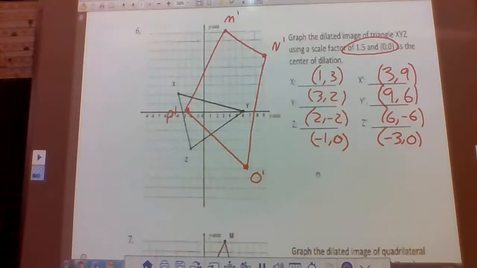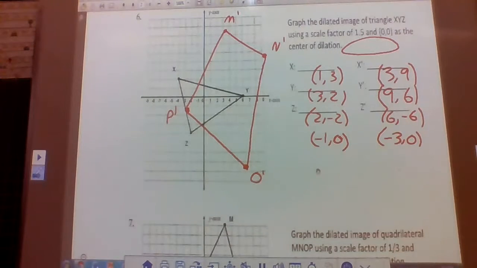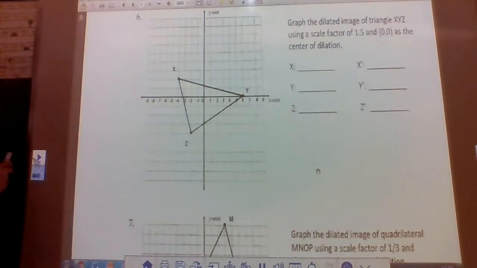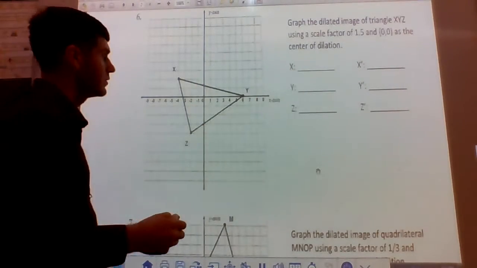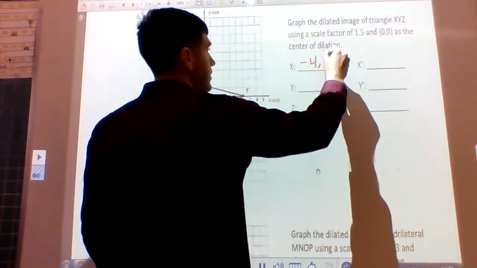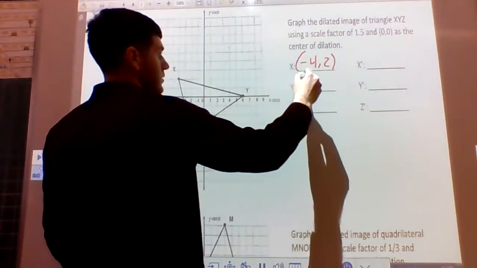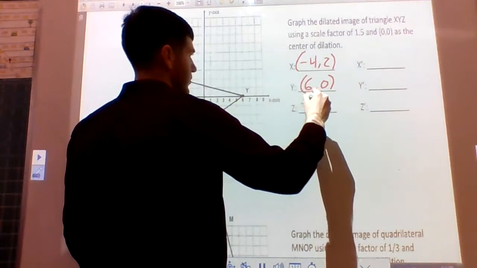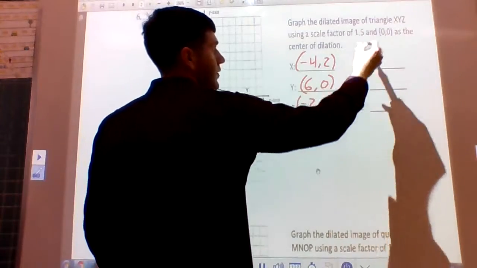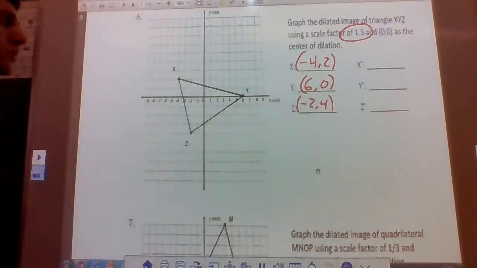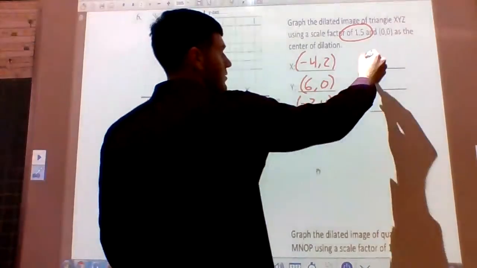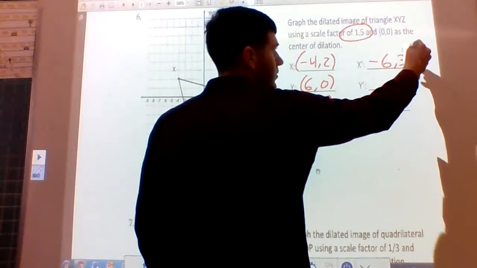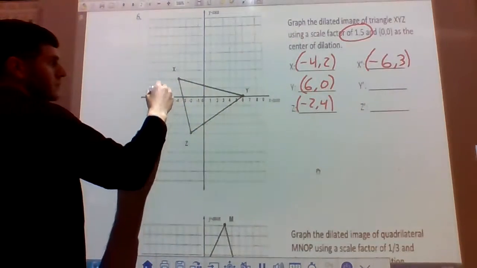Number 6, we have a scale factor of 1.5. And 1.5 is still greater than 1, so it's still an expansion. Our points here are negative 4, 2, 6, 0, and negative 2, negative 4. Scale factor is 1.5. Negative 4 times 1.5 is negative 6. 2 times 1.5 is 3. So we have negative 6, 3.